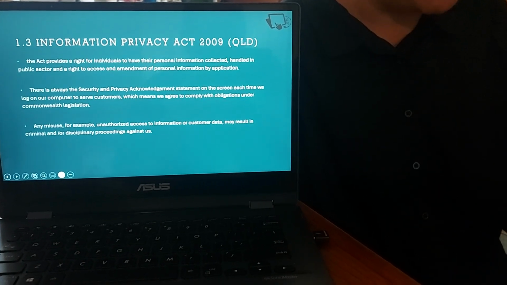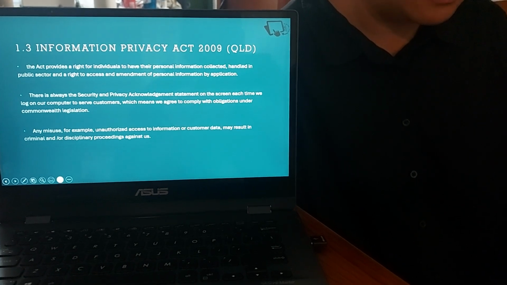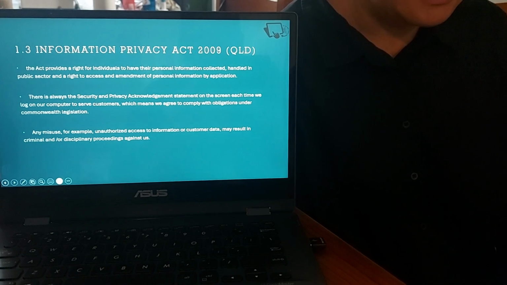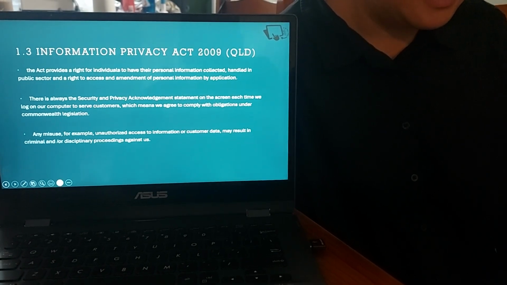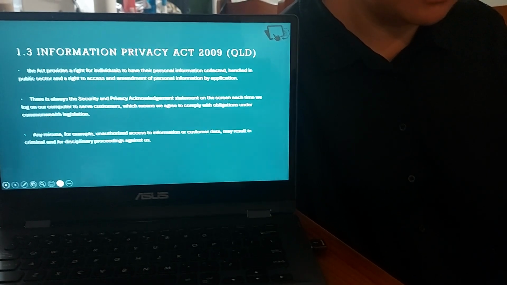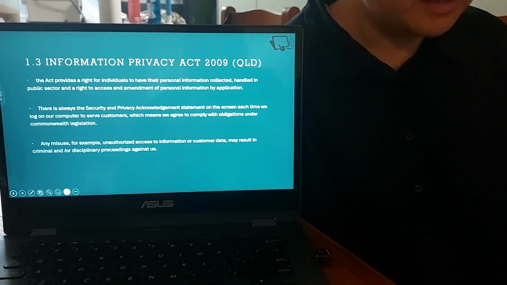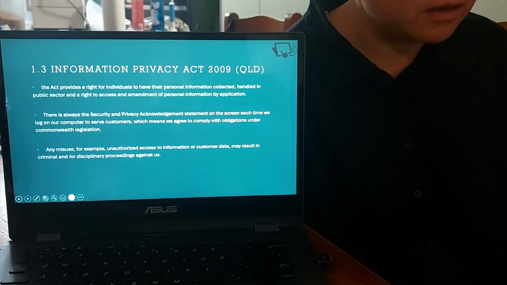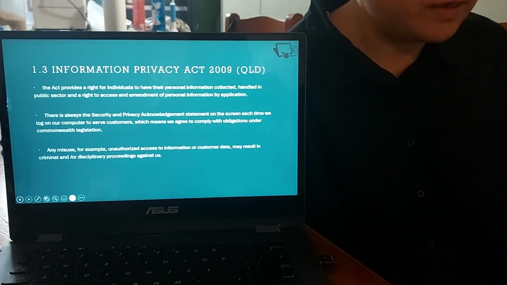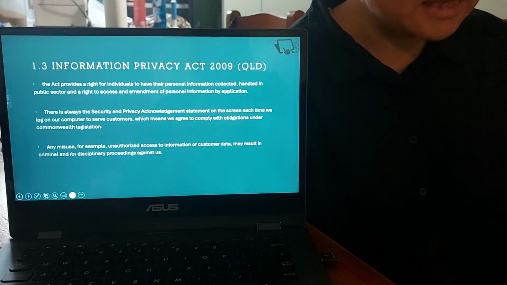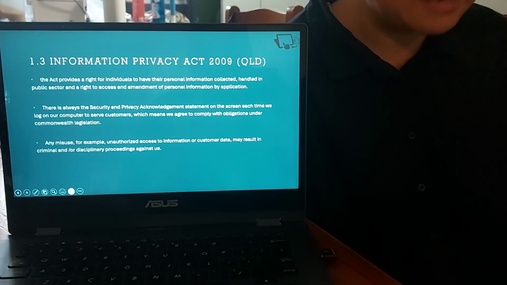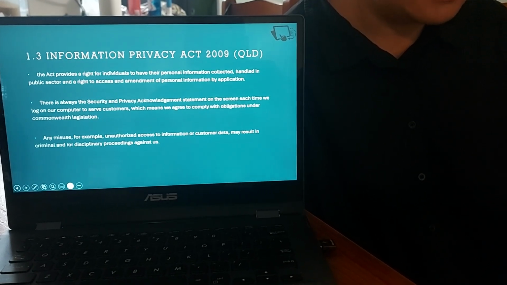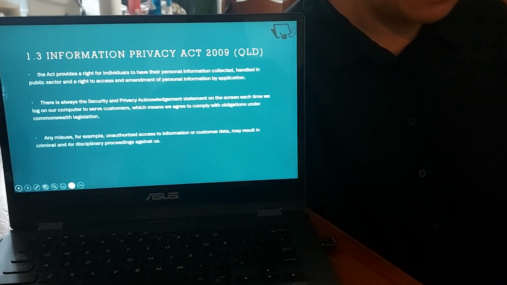How does it apply to our daily work? There is always the security and privacy acknowledgement statement on the screen each time we log on to our computer to serve customers, which means we agree to comply with obligations under Commonwealth legislation. Any misuse, for example, unauthorized access to information or customer data, may result in criminal and or disciplinary proceedings against us.